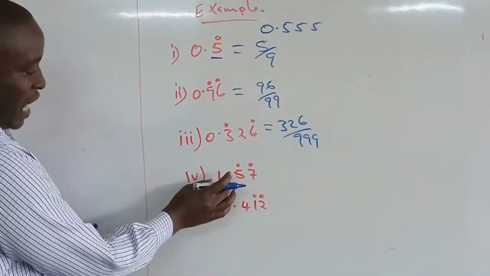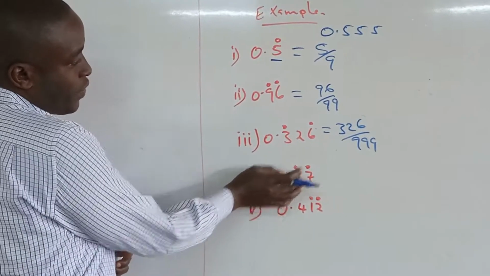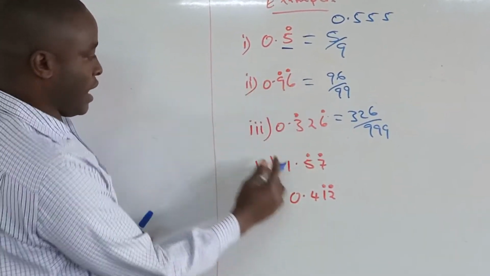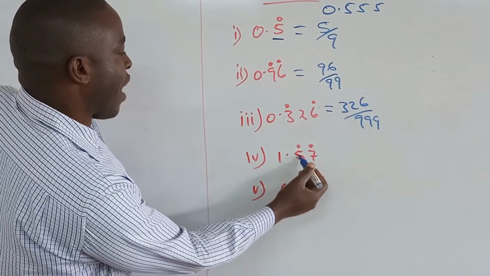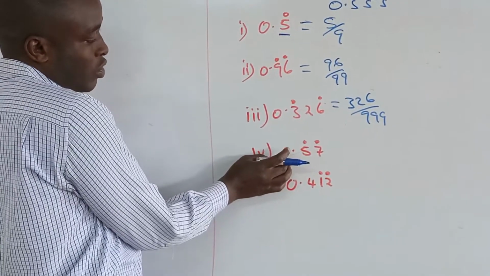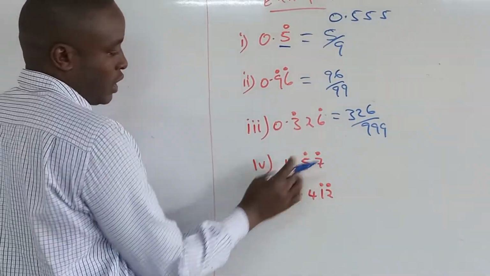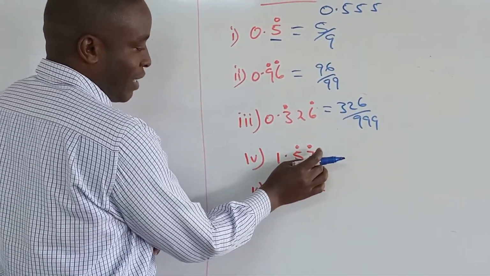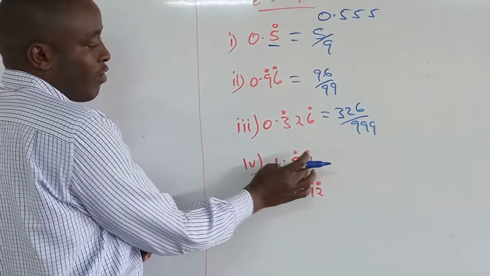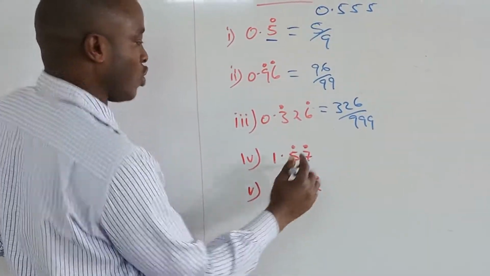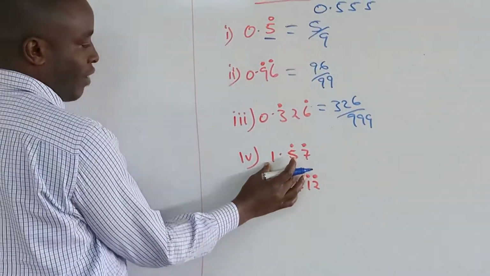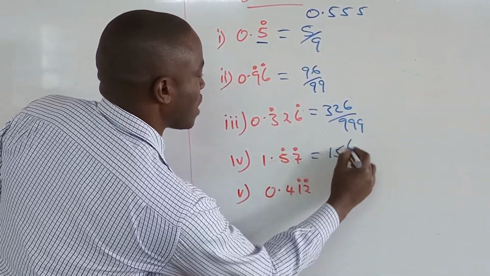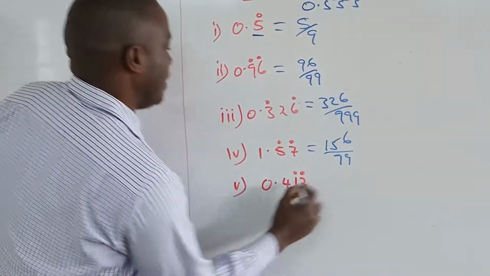Now this is a different way of doing it apart from the others. If we are talking about 1.57 where 7 is recurring, but here it is not a 0, it's 1 point. So the answer will be 157 minus this 1, all over 99, because it is 2, so it's all over 99. So the answer becomes 156 all over 99.